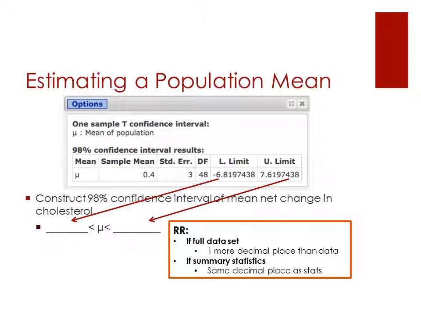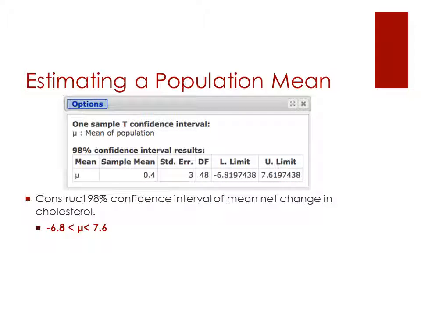So which type of problem do we have here? Did we work with a full data set, or did we work with summary statistics? Well, we worked with summary statistics, so we want to keep our decimal place at the same level of decimal places as the summary stats that we were given. So we're going to go with 1 decimal place. We can see here that our 98% confidence interval is going to be negative 6.8 to 7.6.